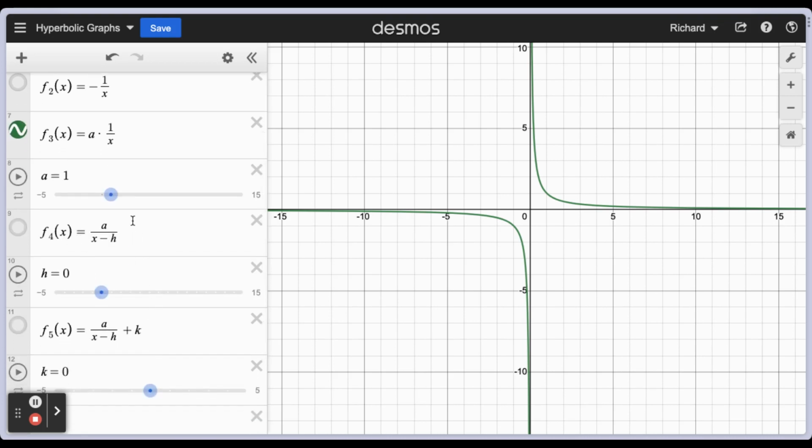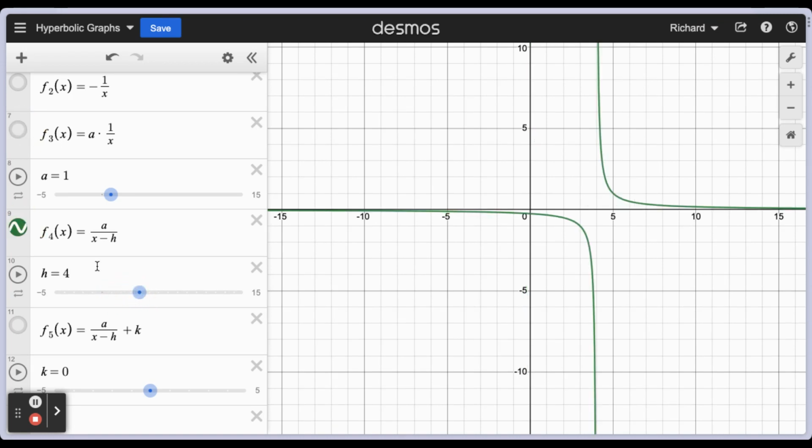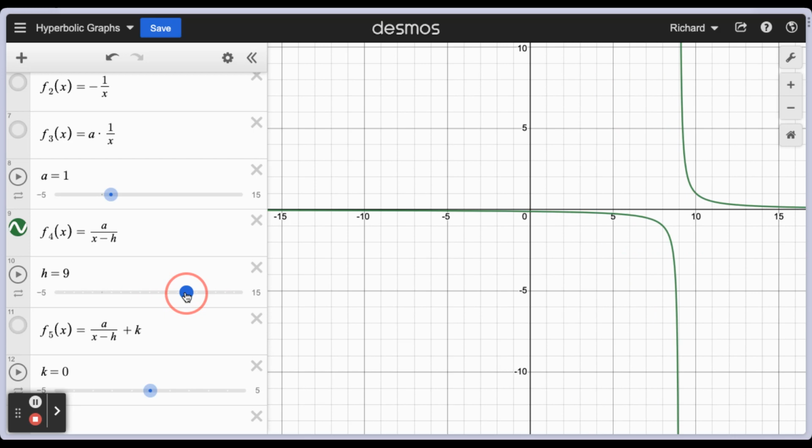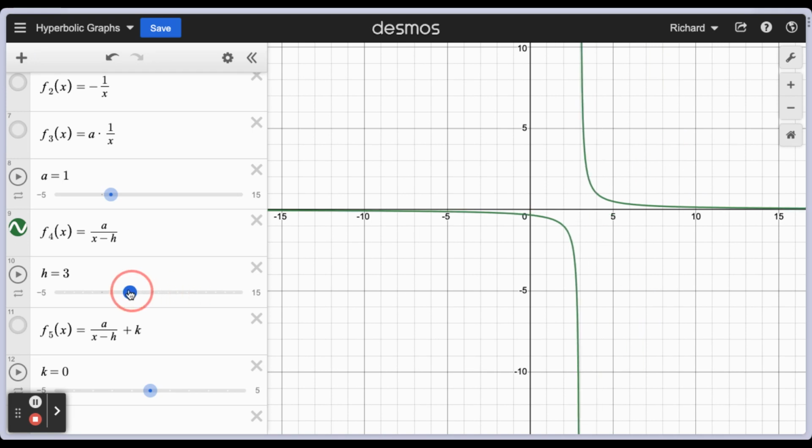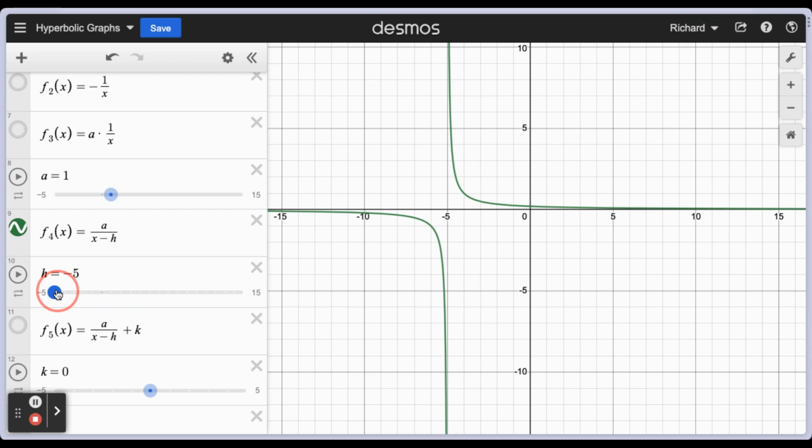Okay, this next one here, A over X minus H, what effect should that have from your understanding of translations? Yep, it'll go left or right. So this is a dilation of the input. Sorry, beg your pardon, a translation of the input. So as H gets bigger, it translates over that way. Remember, it's X minus H on the bottom here. So X minus 9 means it's going 9 to that way. And if H is negative, it's going that way.